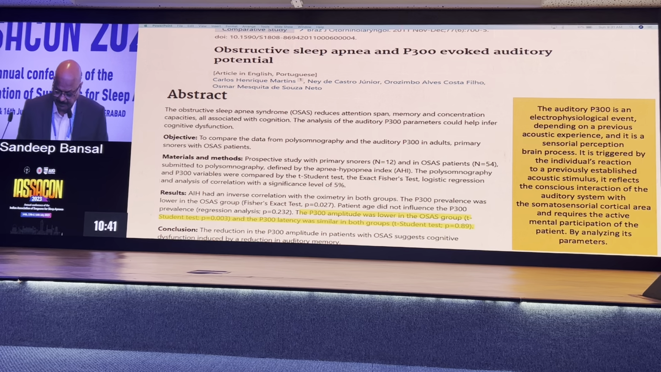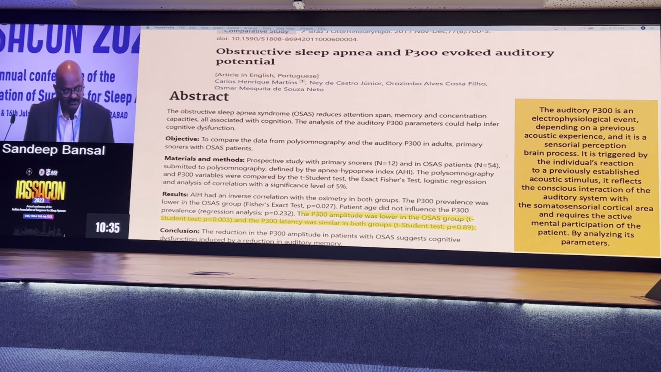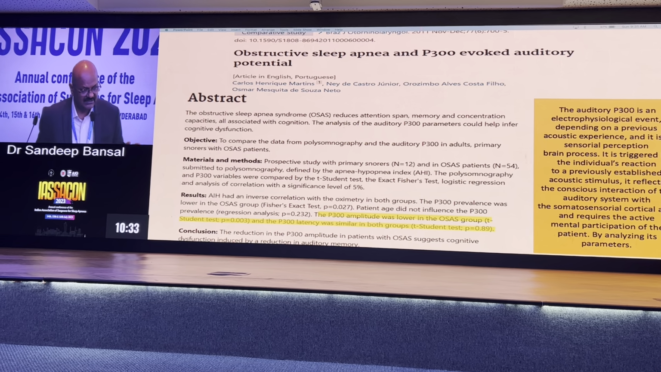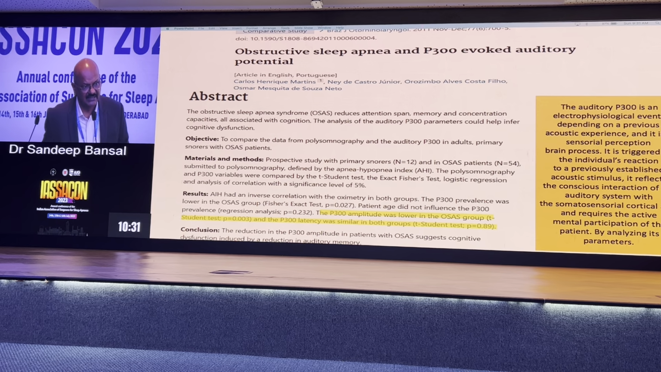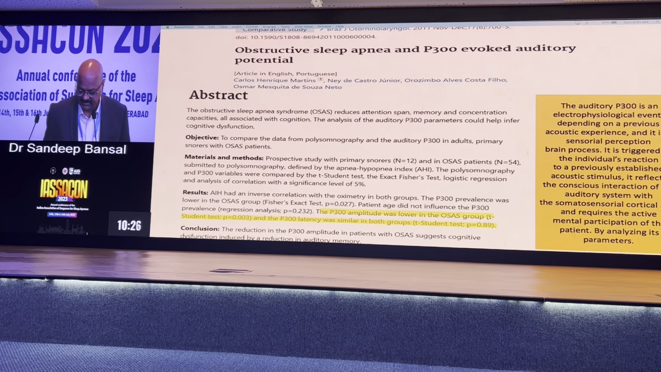Now again, in another study, P300 amplitude was lower in the OSA group. So there are a few studies which say that cognitive functions do get affected in OSA patients, OSA sufferers, and so this is one thing which can be thought of.